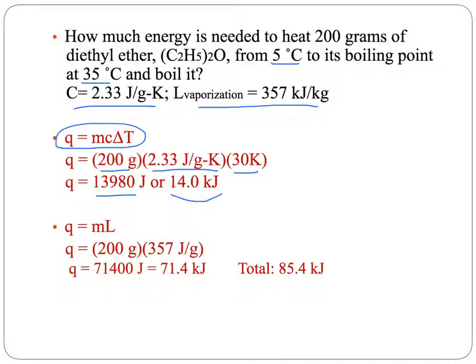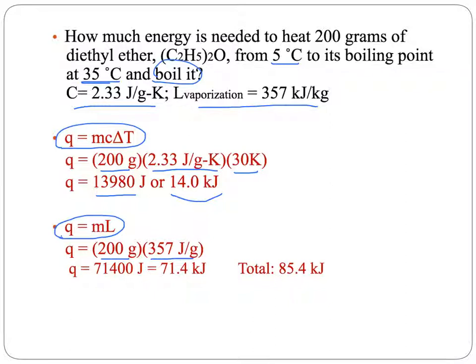Now you've got it to boiling at 35 degrees Celsius. Now you need to boil it. You need to have it vaporized. So you use the latent heat formula, and again plugging in the mass of 200 grams, and here we have our latent heat of vaporization.